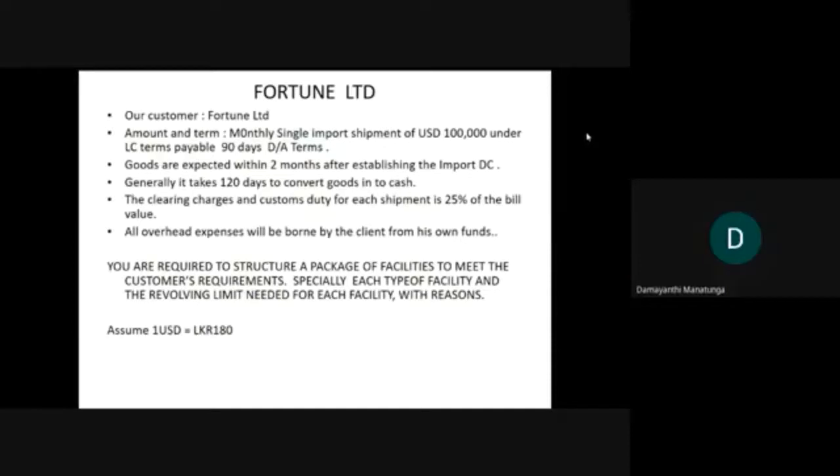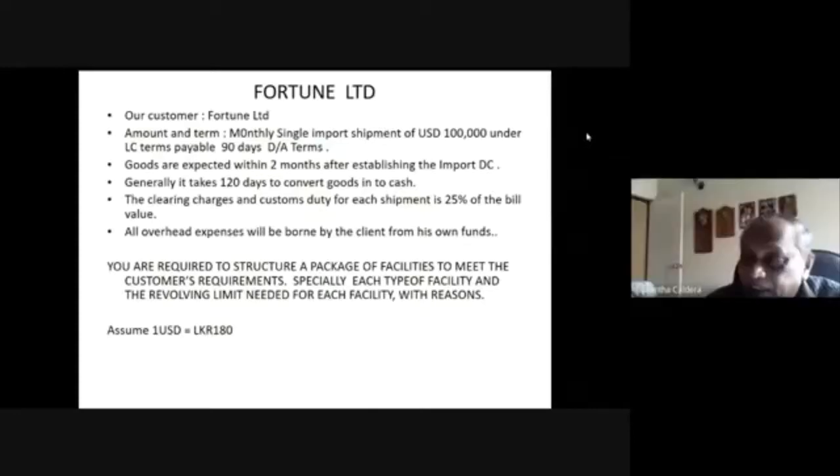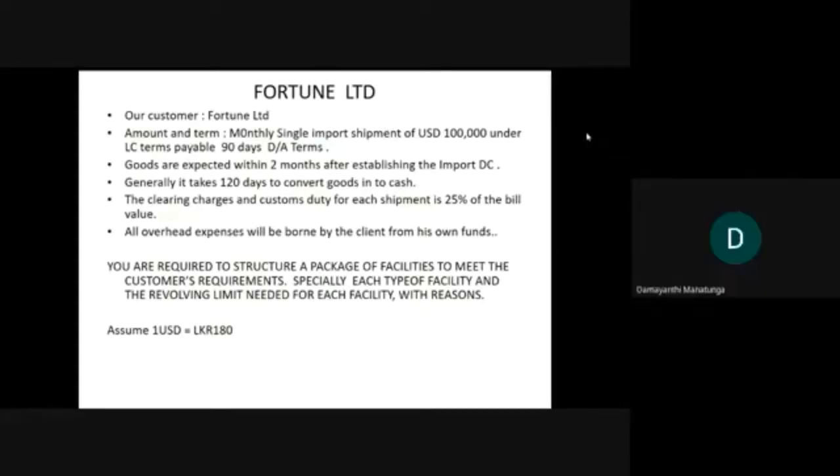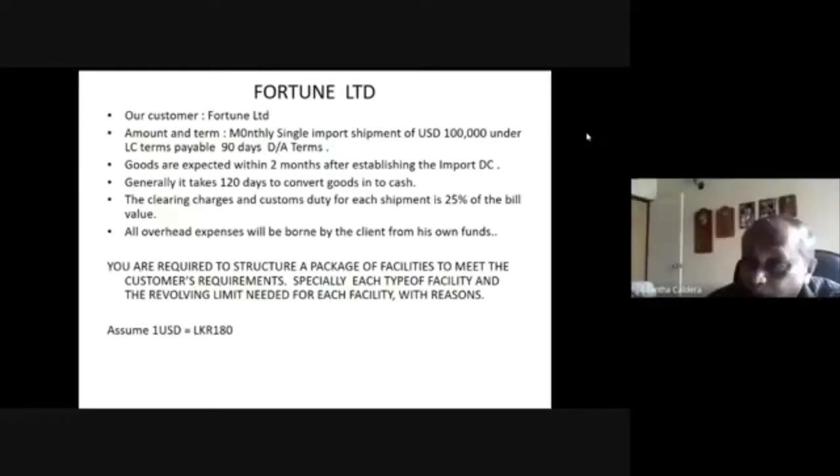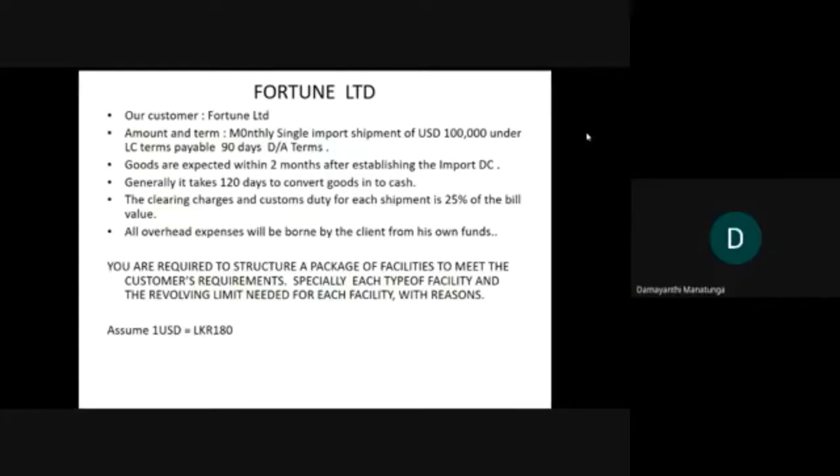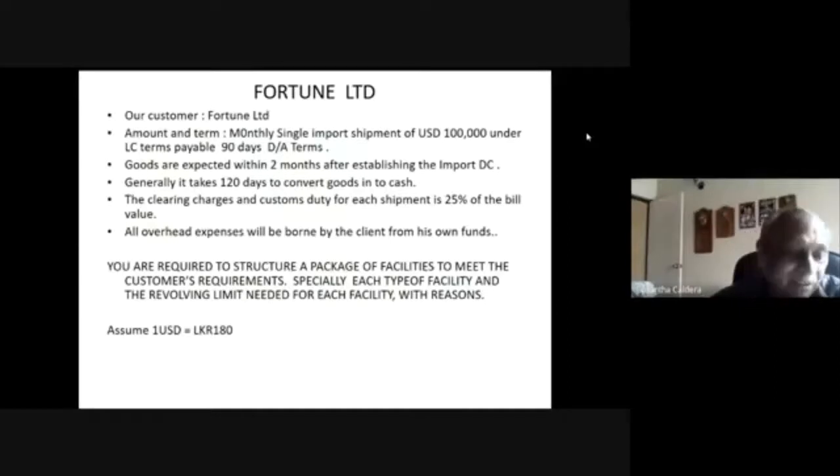Request a bank facility. Huh? Request facility. Yeah, we have to request. What is the facility we should request? Revolving import. Revolving import loan. Revolving import loan facility. Very good. Revolving import loan facility we'll have to request. For what time period?